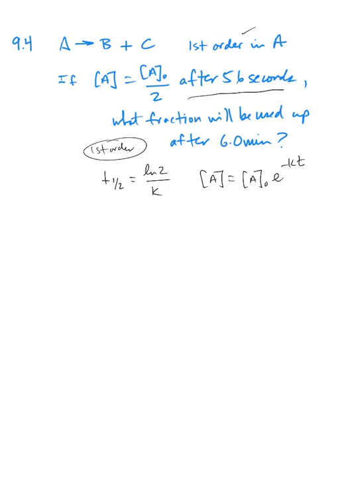So first things first, we're trying to figure out what fraction of the original will be used up after a certain amount of time. If I rearrange this expression, this is exactly the fraction we're after, and it's going to be equal to e to the minus kt.